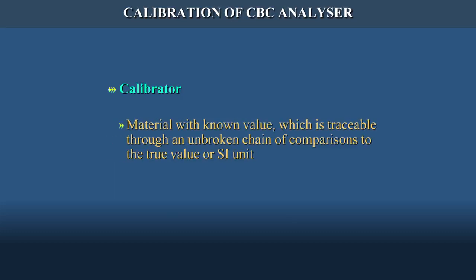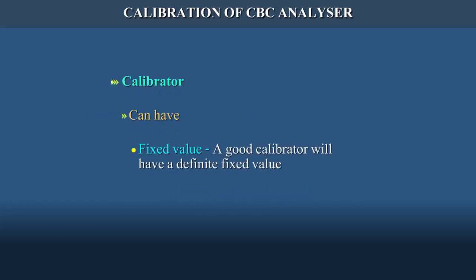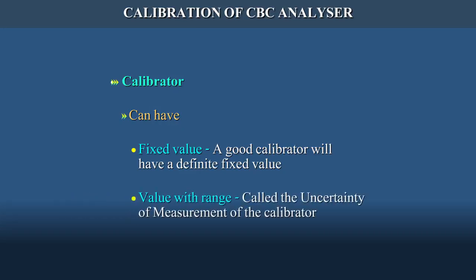Calibration is done using a calibrator, which is a material with known value which is traceable through an unbroken chain of comparisons to the true value or SI unit. This is called traceability of calibrator. The calibrators can either have fixed value. A good calibrator will have a definite fixed value with range, as is the case of this machine. This is called the uncertainty of measurement of the calibrator.